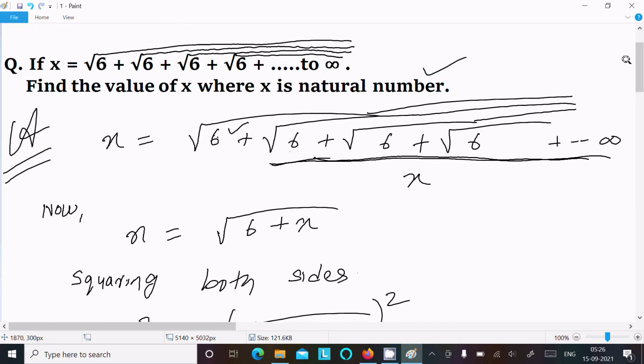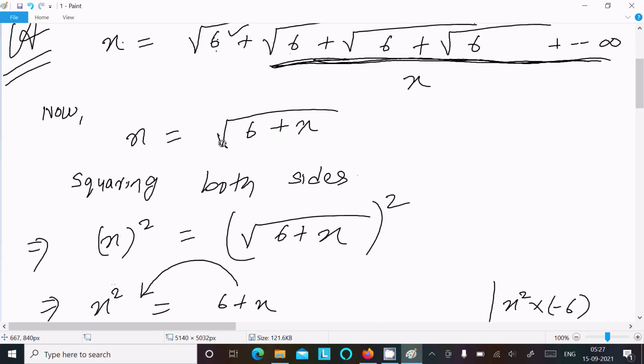One more time I'm going to repeat. Write the given: root 6 plus root 6 plus root 6. Now except the first one, we can write x in this place. Okay, so x equals root 6 plus root 6 plus root 6 till infinity. So except the first one, in this place root 6 plus root 6 plus root 6 till infinity equals x. After that, here you can get x equals root of 6 plus x.